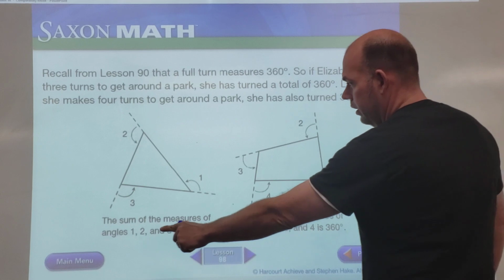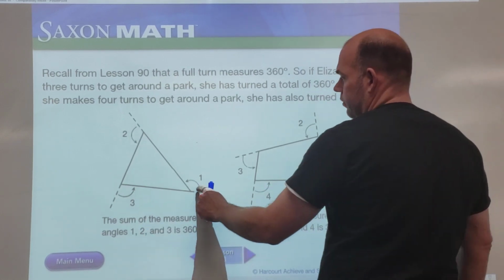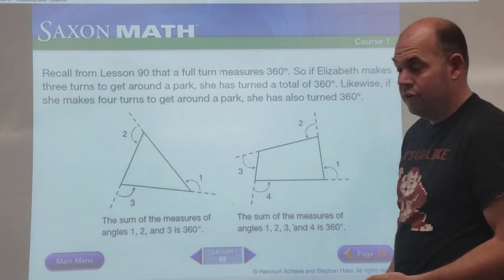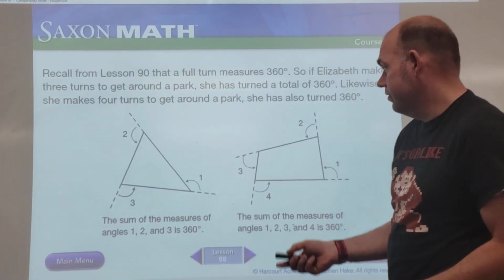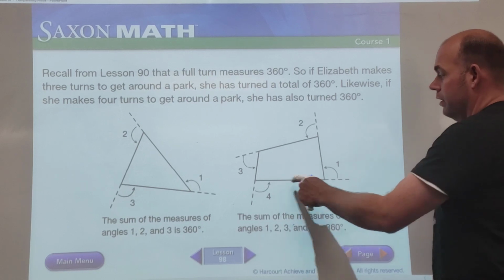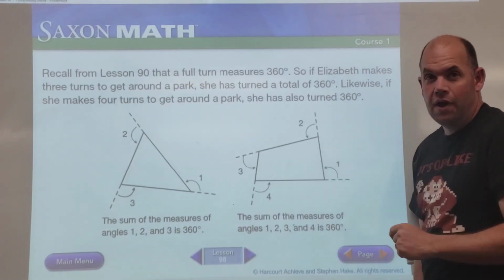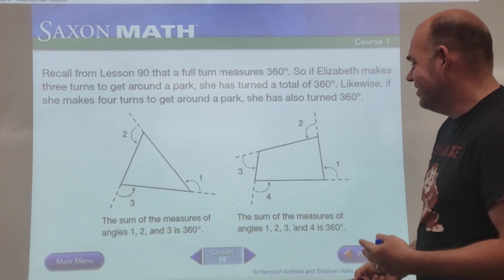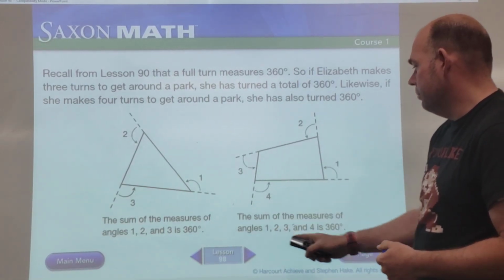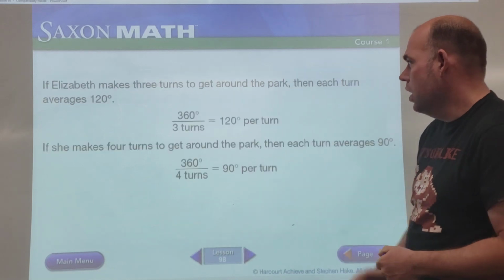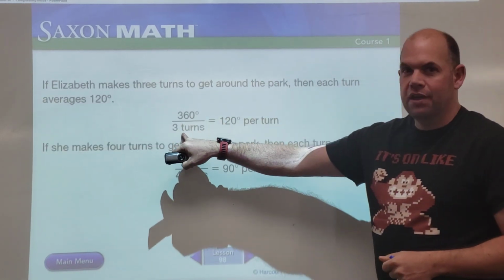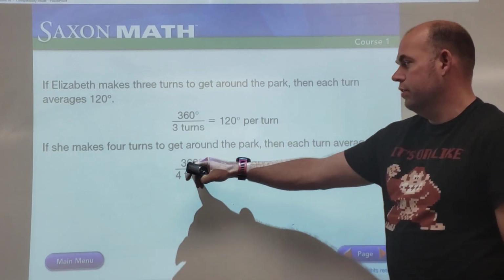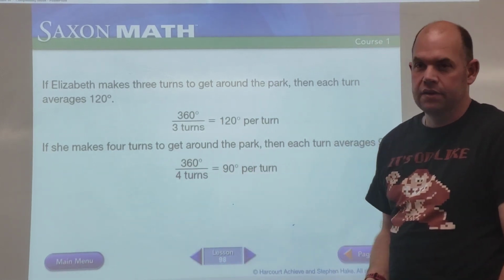So here we look at the sum of the measurements of turning angle 1, angle 2, and angle 3, all of these exterior angles, it's going to equal 360. Likewise, on a 4-sided polygon or a quadrilateral, you add those up, it's still going to equal 360. Okay? So 360 divided by 3, if she just took 3 turns, that's 120 degrees, and 360 divided by 4 is 90 degrees per turn.